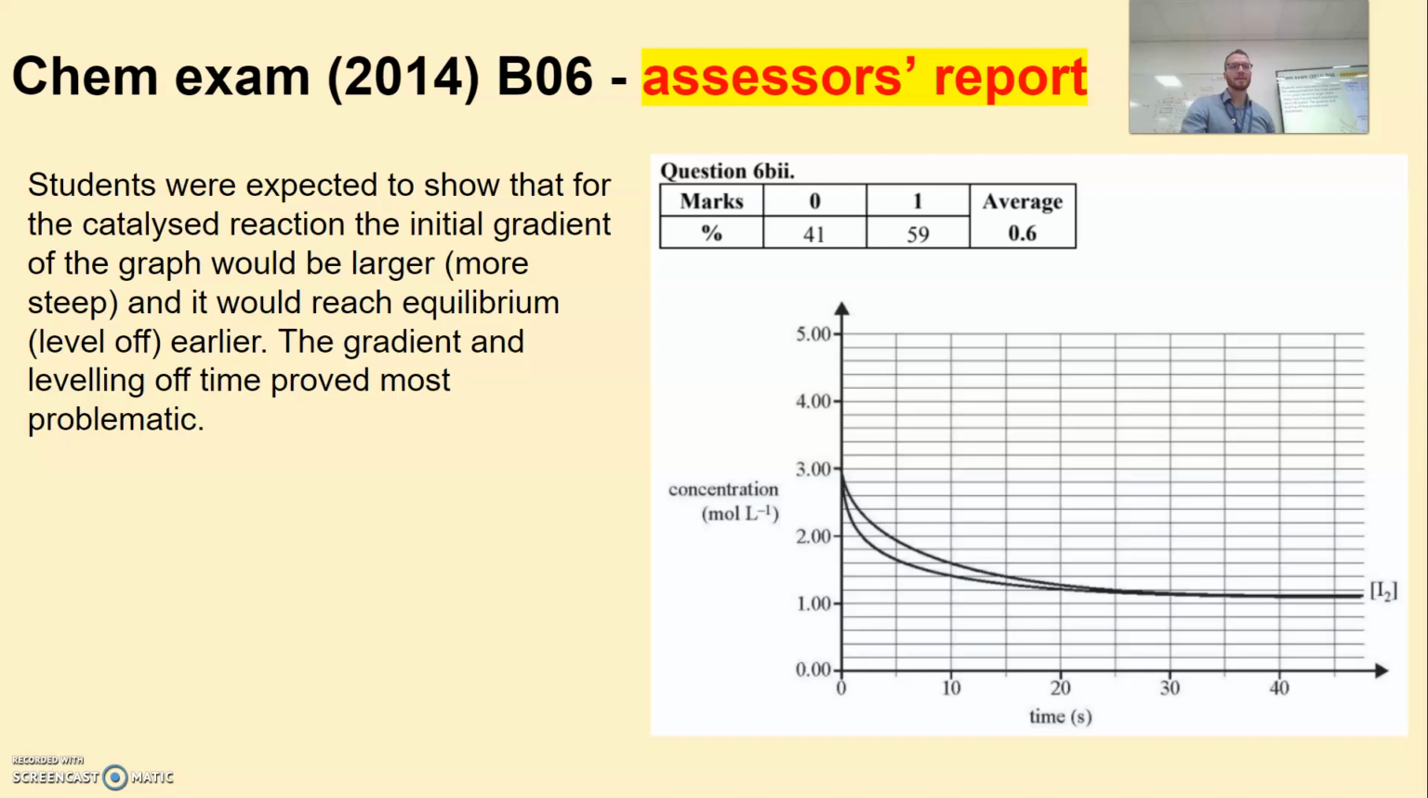Students were expected to know that for the catalyzed reaction, the initial gradient of the graph was larger, it would reach equilibrium and level off earlier. Yeah. As per the orange line. Gradient and leveling off time proved most problematic.